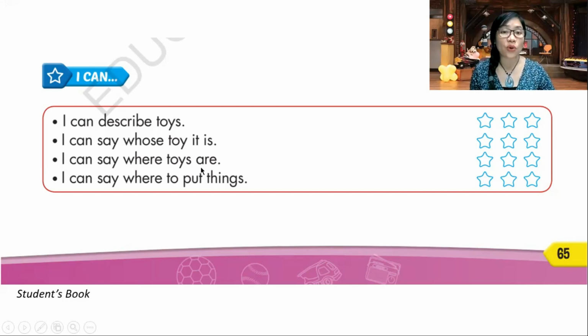I can say where toys are. Which one of these three stars? Color one only. And lastly, I can say where to put things. You remember the on and in? So if you can remember everything, then color the third star.